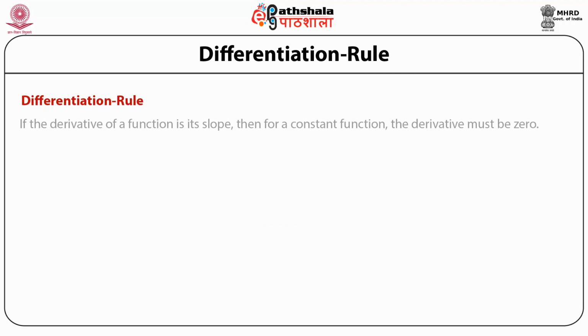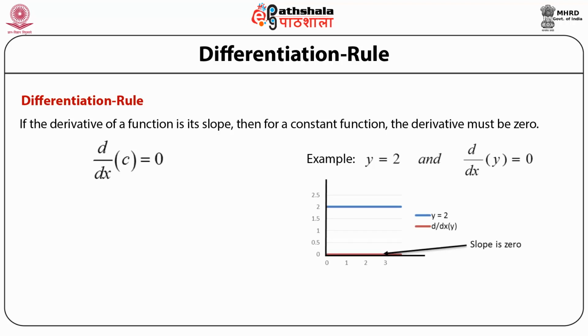Differentiation rule: the differentiation of a constant function, the derivative must be 0. Now in the graph you can see the line y is equal to 2 and the differentiation of it is 0 because it just stays constant. It doesn't change with time. An example is y is equal to 1, dy by dx of y is equal to 0.